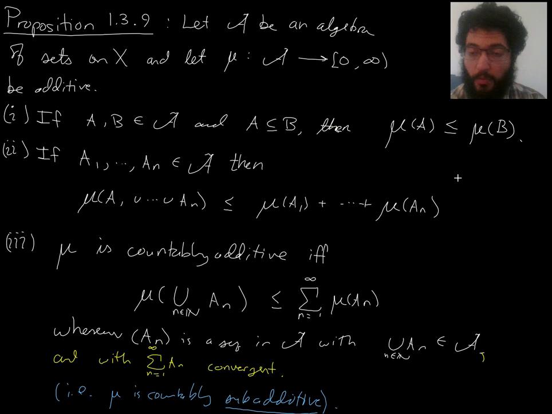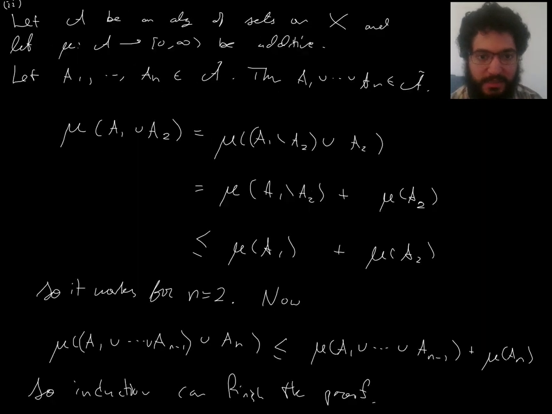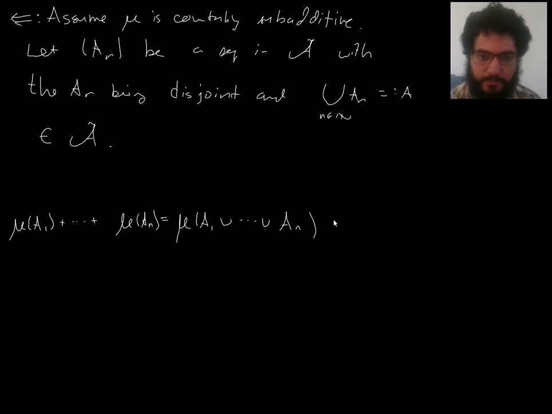Or sorry, from part 1. If sets are included in a set, then their mu is bounded above by the mu of the larger set. So since anytime you union a bunch of these, that's a subset of the union of all of them, this is less than or equal to mu of everything.